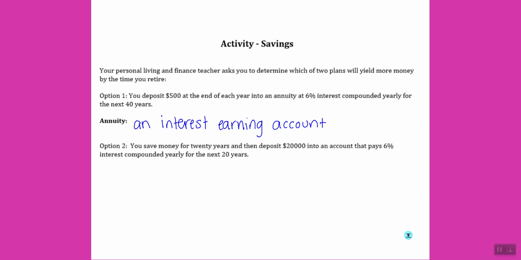Option two: you save money for 20 years and then deposit $20,000 into an account that pays 6% interest compounded yearly for the next 20 years. So the first option, you're putting money in a little bit every year for 40 years. Option two, you're saving for the first 20 and then putting it in the account for the second 20.